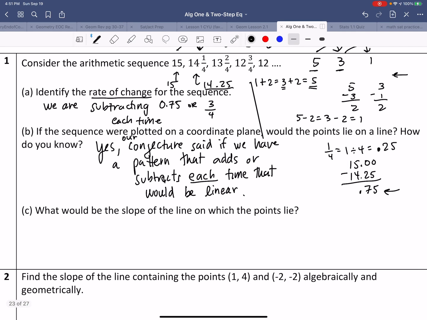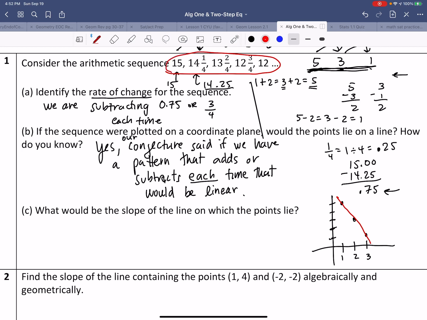Now we noticed with some easy numbers as we plotted it here. I'll use my easier example. What if our pattern was 5, 3, 1? If my first number was 5, 1, 2, 3, 4, 5, and then my second number is 3, 1, 2, 3, and then my third number was 1. Notice that a simple pattern, 5, 3, 1, is linear. So in the same way, we would assume even if it's not exactly whole numbers we're subtracting each time, the fact that we're subtracting 0.75 or 3/4 is another way.